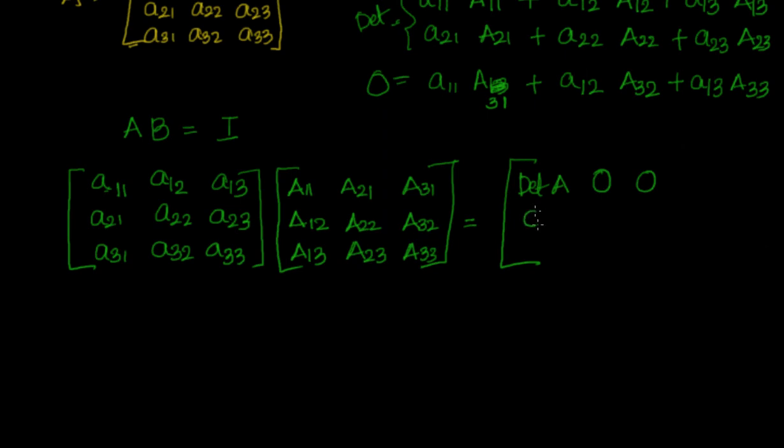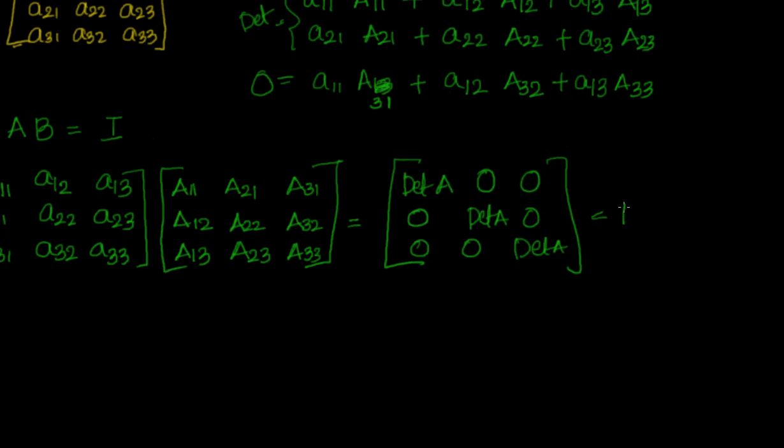Similarly, you can see that A21, A11 is 0, but this is determinant of A. This is 0, 0, 0, determinant of A. But you can see now this is nothing but equal to det of A multiplied by the matrix 1 0 0, 0 1 0, 0 0 1. So we have achieved whatever we want.